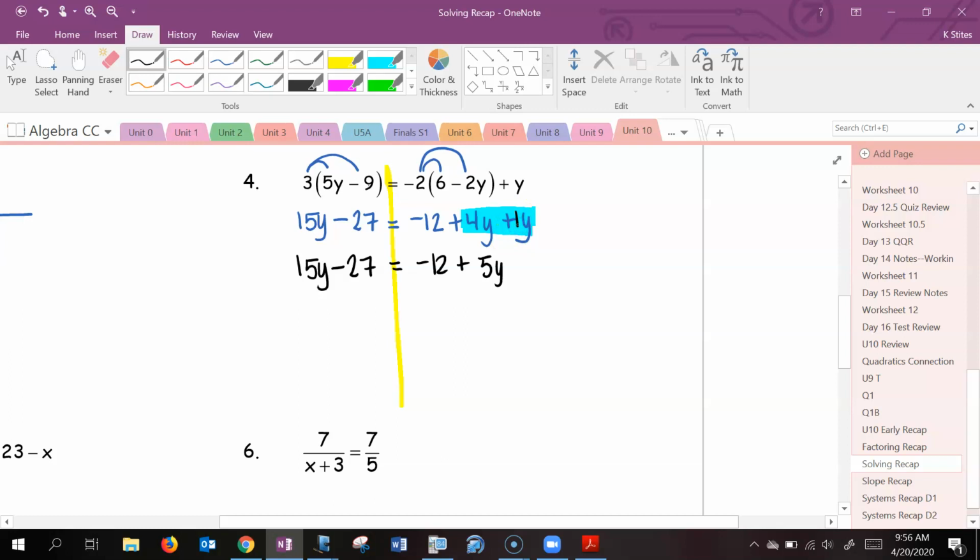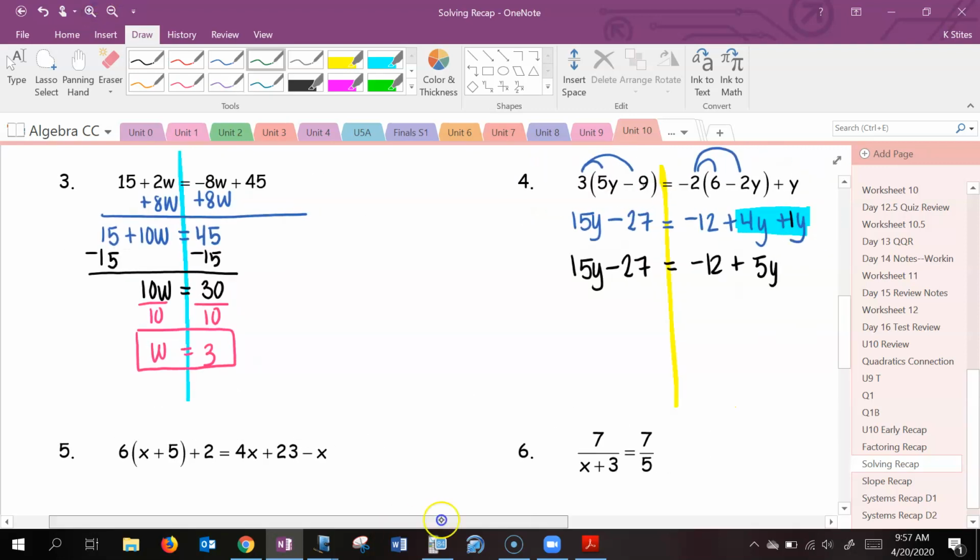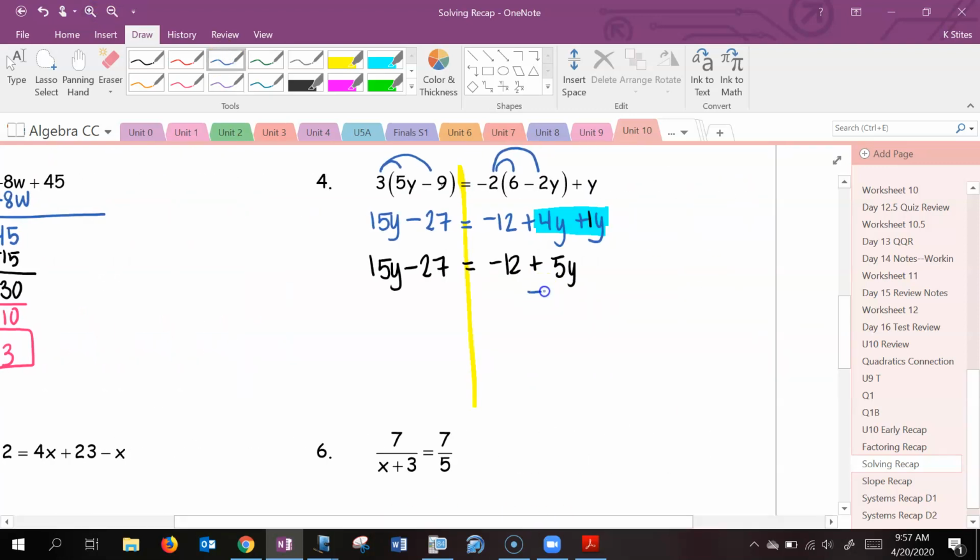Now that I just have everything combined, I can start moving my smaller variable. So my smaller variable in this case is 5y. And to move my 5y over, I will just subtract it. Okay, notice I'm doing this on both sides, and notice that I'm putting my 5y underneath the 15y because those are like terms. So now I'll subtract 15y minus 5y is 10y minus 27 equals negative 12.